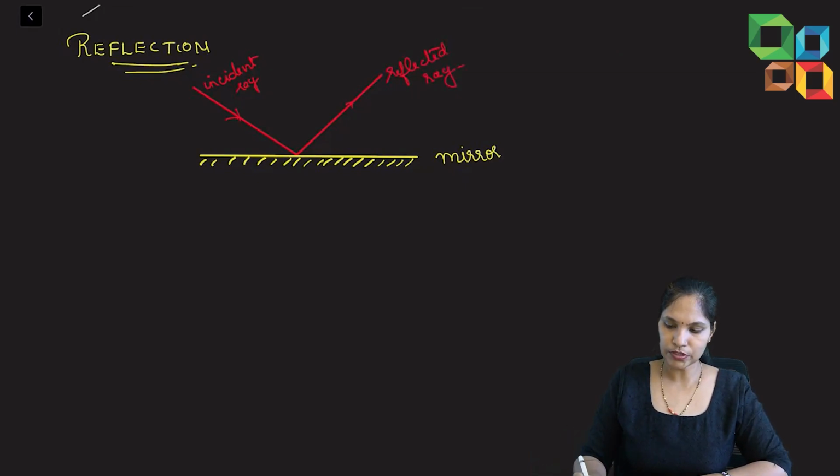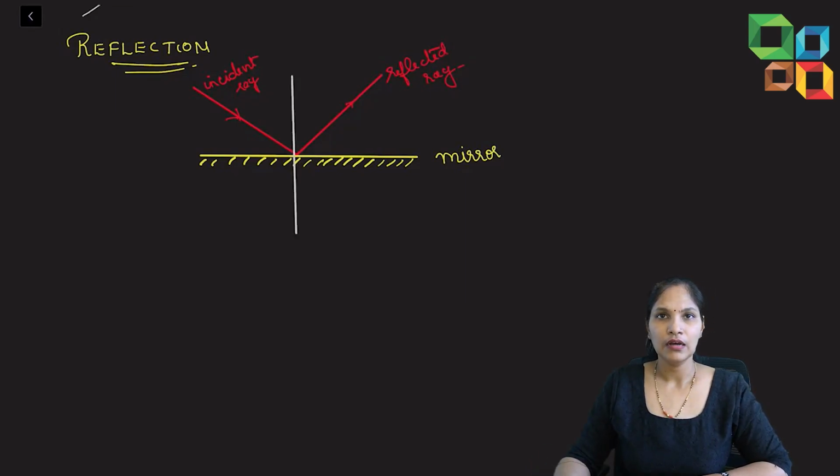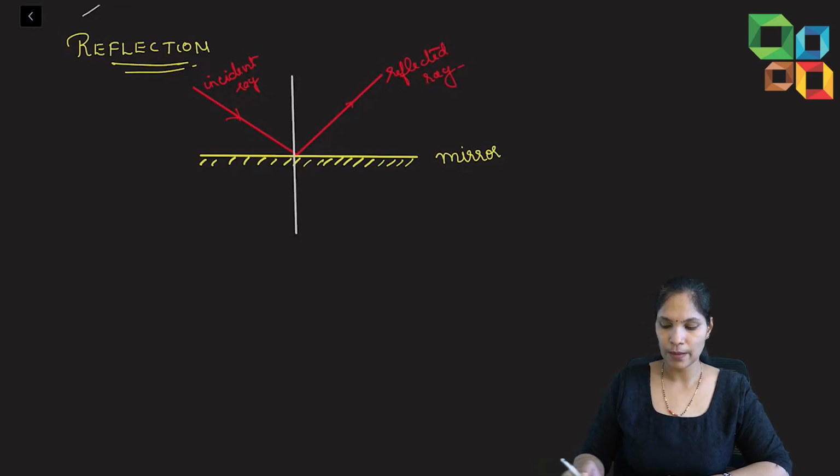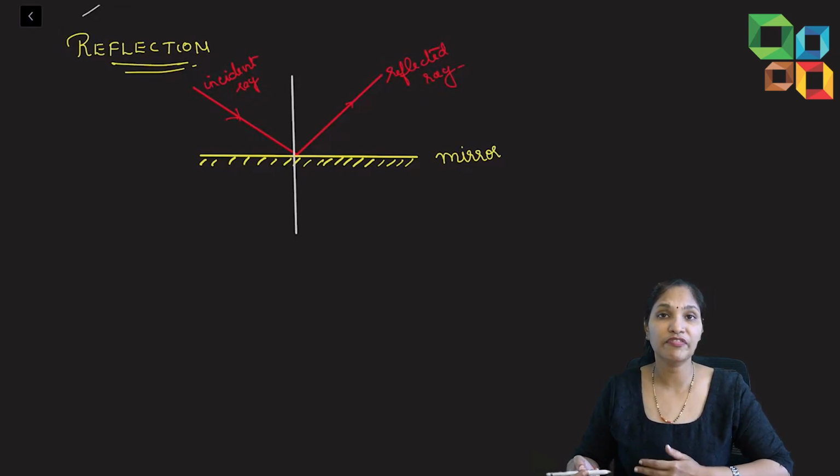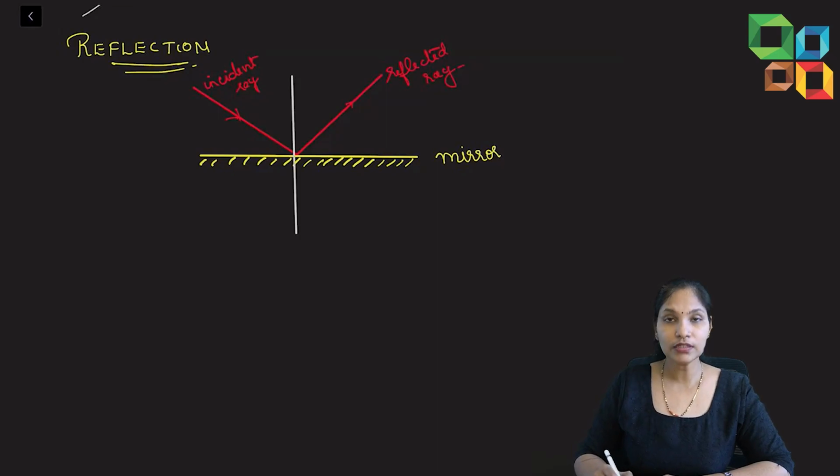Now let me draw one normal. What is a normal? A normal is a perpendicular line. Perpendicular to what? Perpendicular to the surface of reflection, or the reflecting surface. So here the mirror is a reflecting surface. You can see the white line and yellow line are perpendicular to each other. That's a normal.